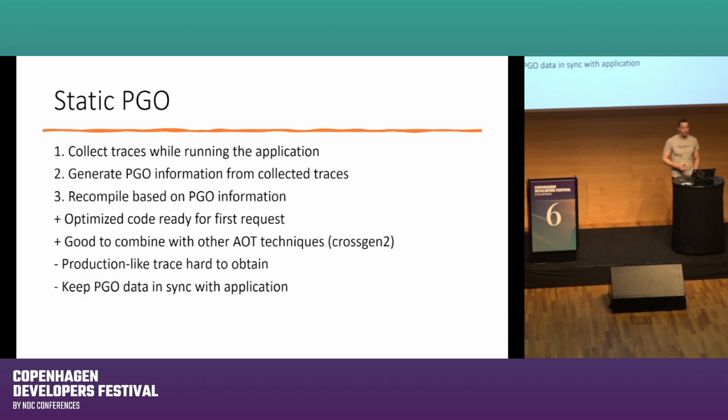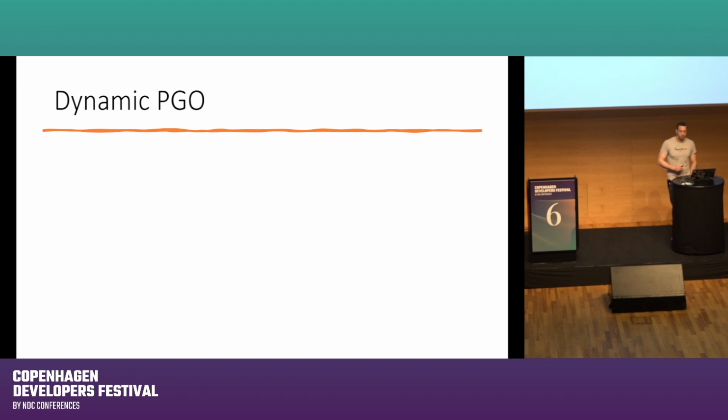However, it's really hard to obtain these traces. You need to do it in production, you need to attach, you need to capture logs, and then you need to keep it in sync with the actual application. And now if you really deploy multiple times a day, how are you going to do that? That's really, really difficult to do. And now that's the benefit of having an actual managed runtime and a jitter, is you can do it dynamically.